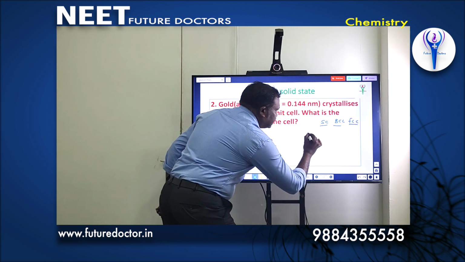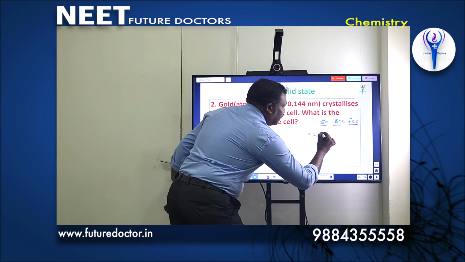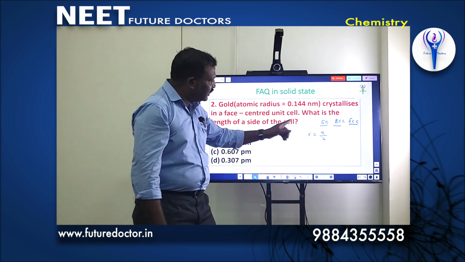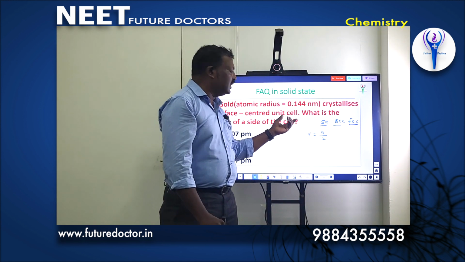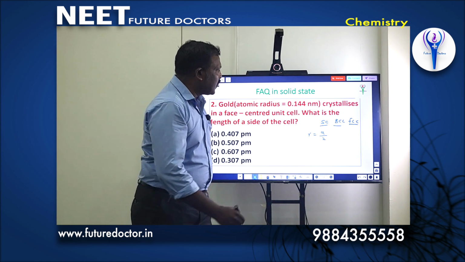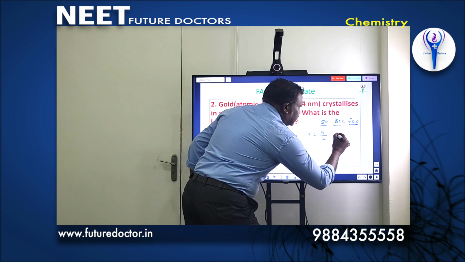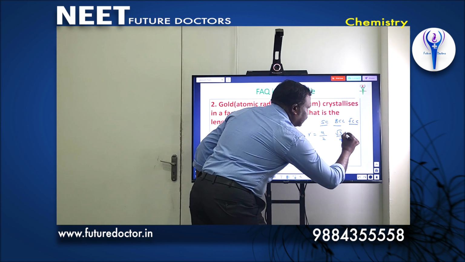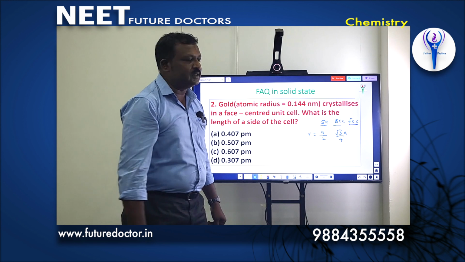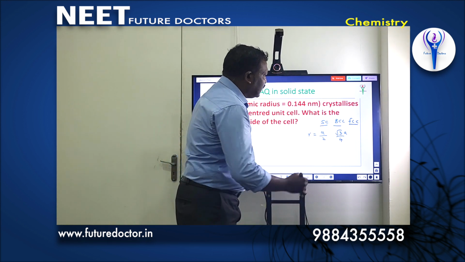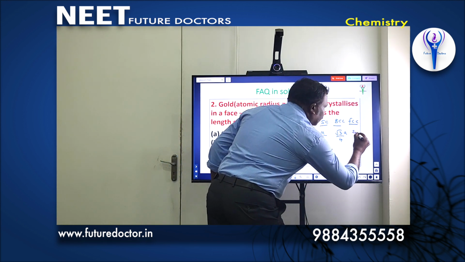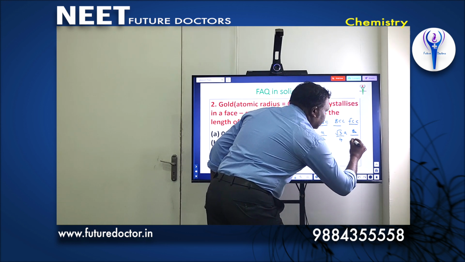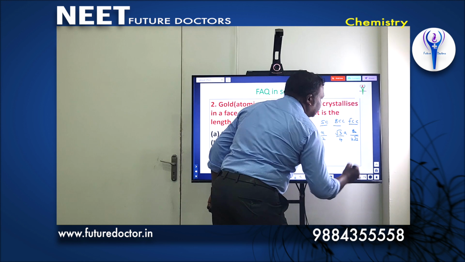Here, for simple cubic, the radius will be a/2. That's the formula. r is the radius, and a is called the edge length or side of the cell. For BCC, the radius will be √3/4 a. That's the formula for BCC. For FCC, the formula will be a/2√2. That's the formula.